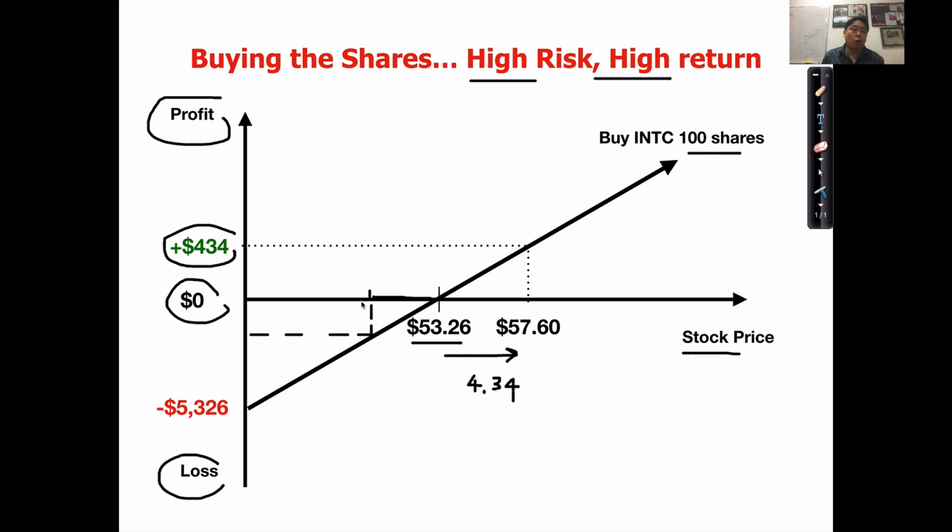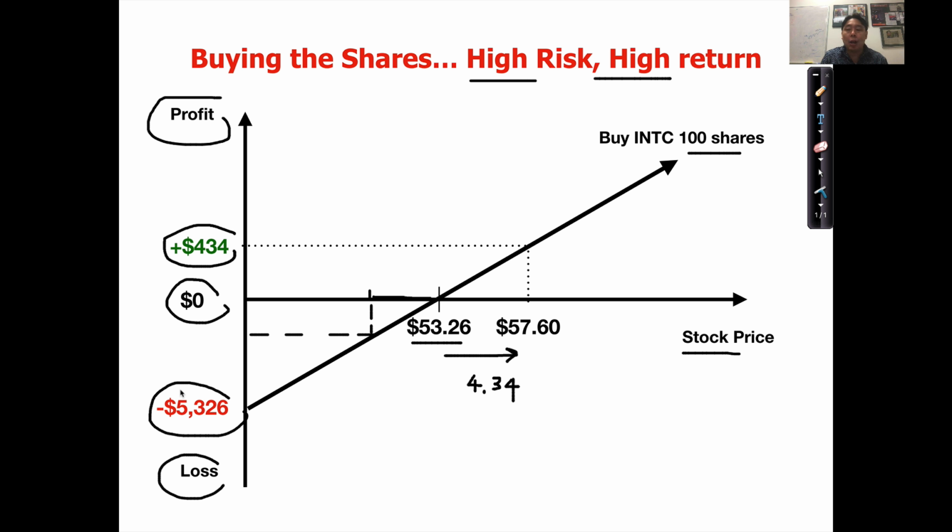Now, what's the risk of buying the shares itself? Well, the risk is this. If the company goes bankrupt, now of course it's unlikely, but if the company goes bankrupt and the shares drop to zero, what happens? That's right, you can lose your total investment, which is you lose 53.26 times 100 shares, you lose $5,326. So that's the risk of buying the shares itself. If the shares go to zero, you lose everything, huge amount.